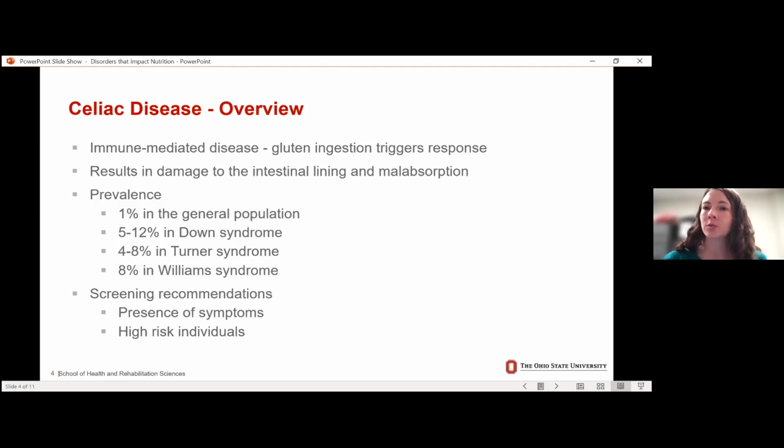So a high-risk individual would be anybody with a first-degree relative that has celiac disease, and then anyone that is within a population that has a higher prevalence of celiac disease, such as Down syndrome, Turner syndrome, Williams syndrome, type 1 diabetes, et cetera.